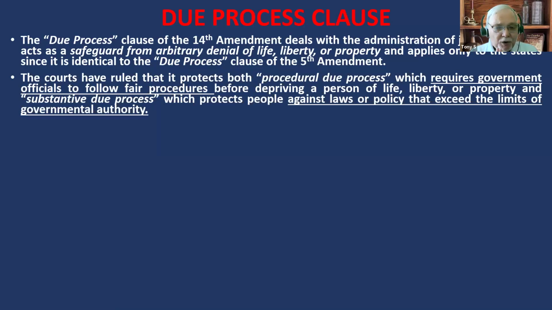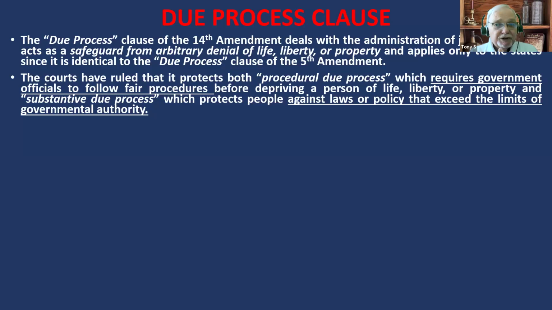Now, the courts have ruled there's two types of due process. There's what's called procedural due process, which requires government officials to follow fair procedures before depriving someone of life, liberty, or property. In other words, if you're going to deny somebody their life by capital punishment, there has to be fair procedures established. We saw that in the Eighth Amendment.